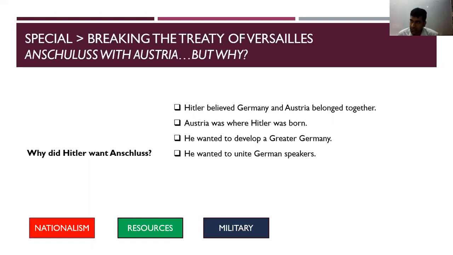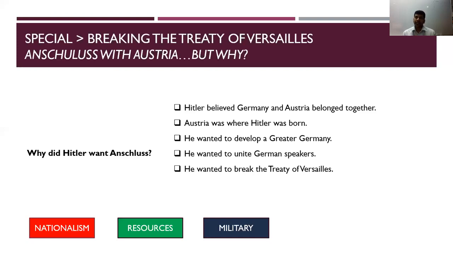And he wanted to unite the German speakers. This is what he wanted to do. By uniting the German speakers, they're able to work together. And next, by working together, all of them having the same aim, he would be able to better effect the breaking of the Treaty of Versailles, because this will gain his popularity.